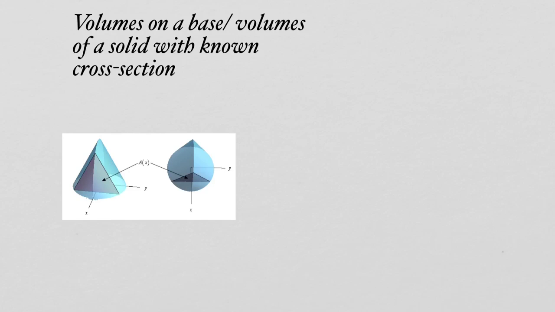Alrighty, in this video we are going to look at volumes on a base, which are also called volumes of a solid with a known cross-section. We're going to take some of the same ideas that we looked at when we took a volume by revolving a two-dimensional region around an axis, and apply them to a different concept here. We are no longer in the world of revolutions. We are in the world of building something up off of a base.